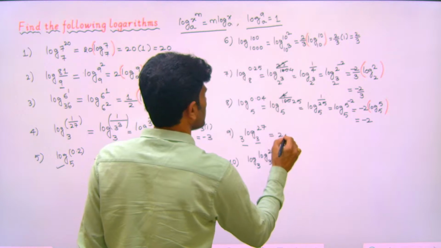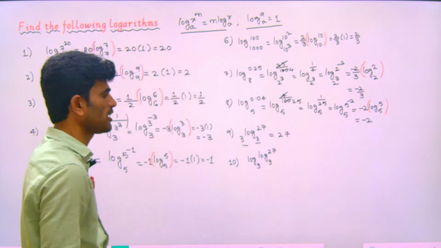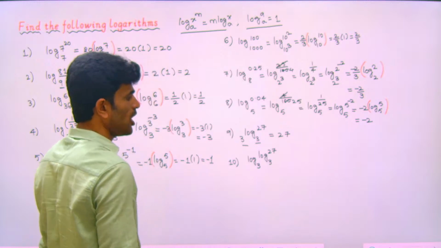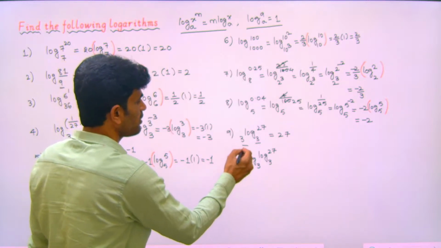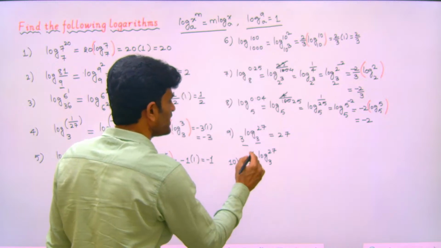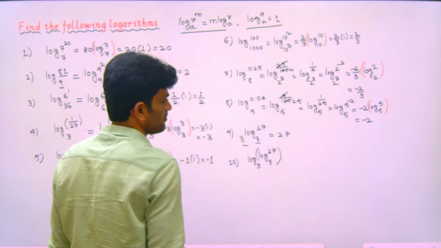What is the result? 27, by that formula, directly you can write. But this is different again. It is not 3 to the power of log 27 to the base 3. This is different, and the 10th problem is different. In the 10th problem, what do you have to do? This part we have to simplify first.